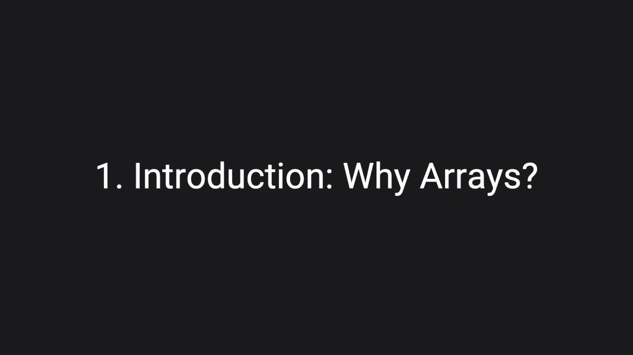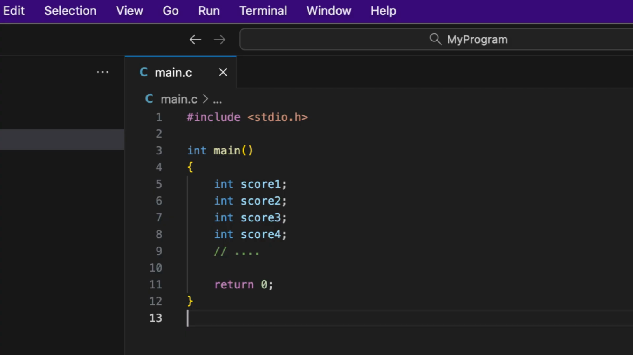First, introduction. Why arrays? So far, when we wanted to store multiple related pieces of data, like 5 student scores, we had to create separate variables: int score1, int score2, int score3, and so on. This quickly becomes unmanageable for many items. Imagine needing to store 100 scores. This is where arrays come in.